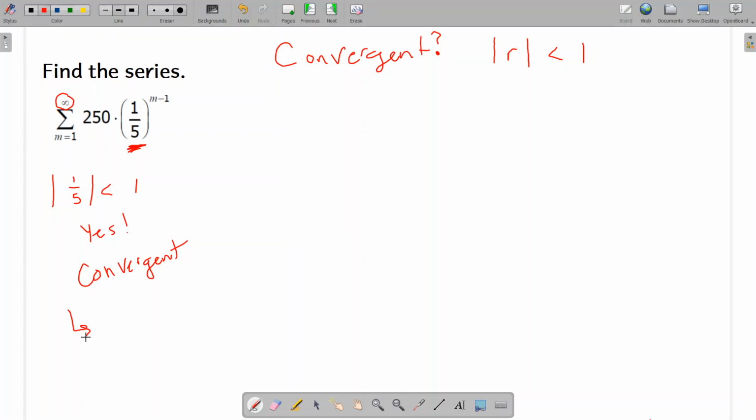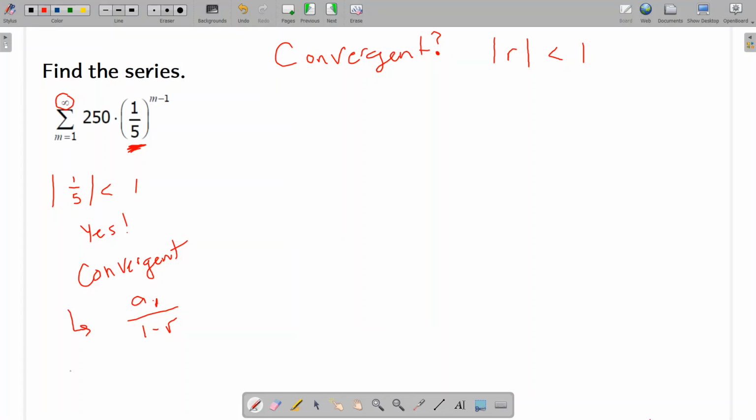that was given to you in your notes, which is just A1 divided by 1 minus R. So this formula is only used when we have infinite geometric sequences, or series I should say, that are convergent. So we need to find our first term and our common ratio.